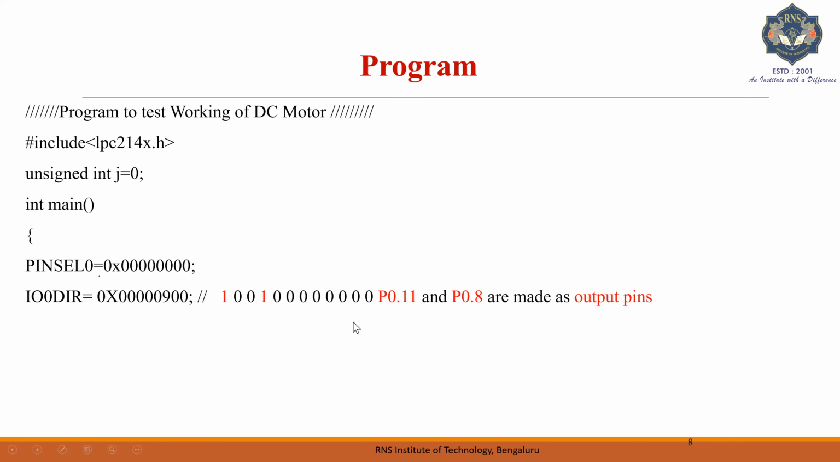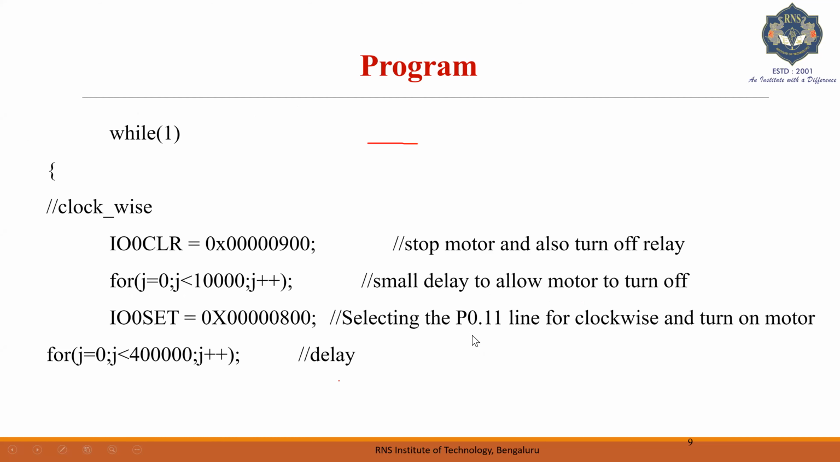Any doubts here? P0.8 and 11. So next, coming to the while 1, I am repeating this loop infinitely. Why am I repeating this loop? Because the motor will be running clockwise, anti-clockwise, clockwise and anti-clockwise, in between with some delay. Now what I am doing? Initially I'll turn off the motor, stop the motor and also the relay.